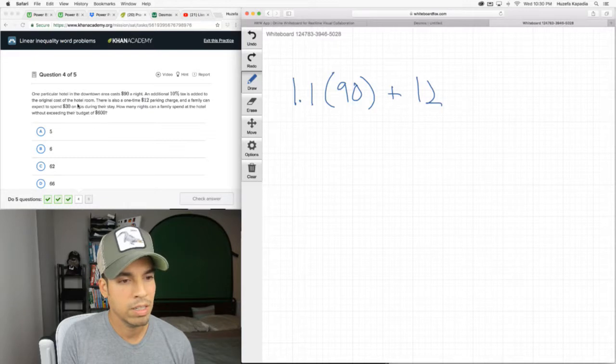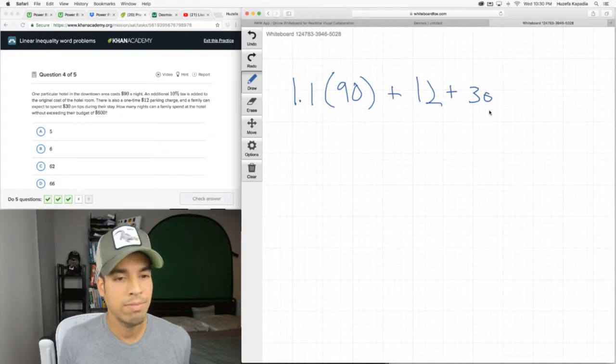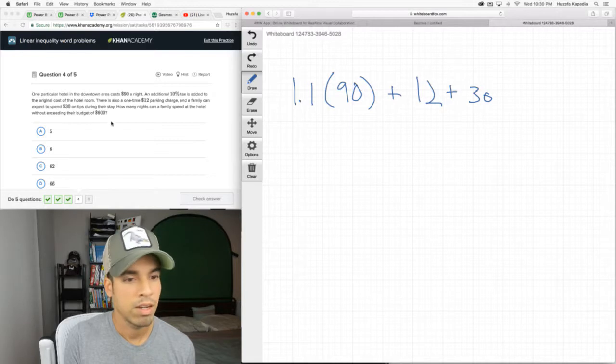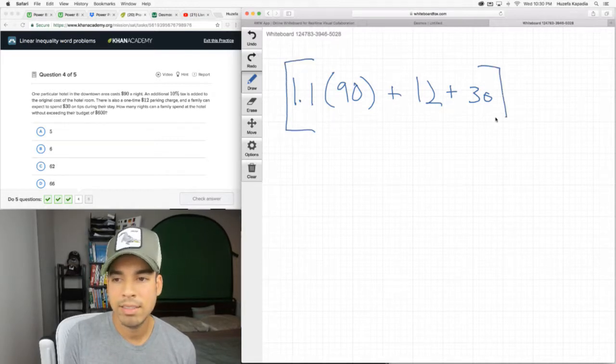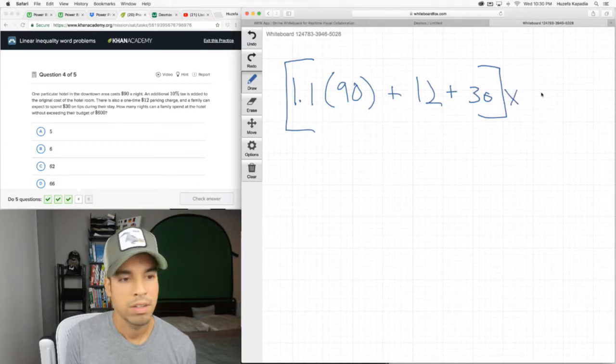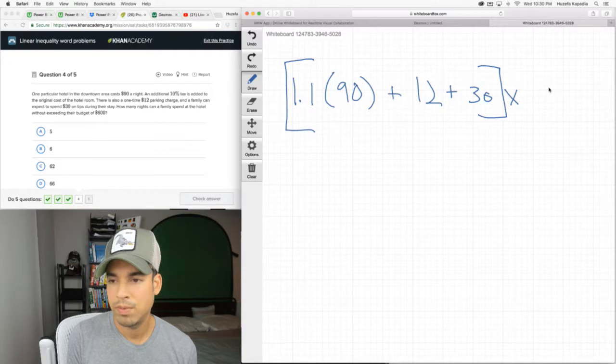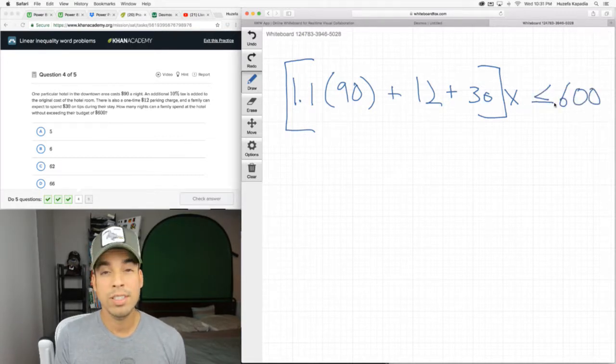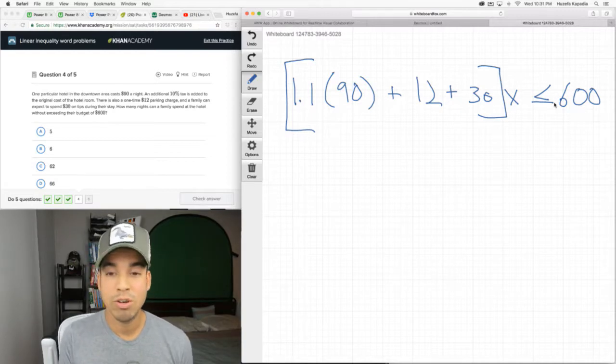And a family can expect to spend $30 on tips on their stay. That's another $30. How many nights can a family spend at the hotel without exceeding their budget of $600? So this is every night times the number of nights, which we could call X, without exceeding their budget, meaning less than or equal to 600. This is all about just setting up the equation. Once we set up the equation, we solve for X. It's not so bad. But now, we just have to evaluate.